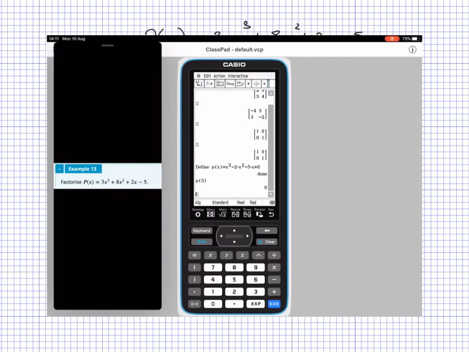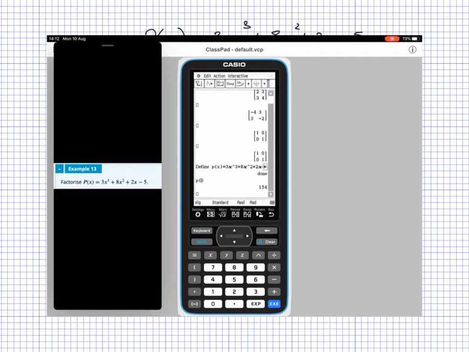Let's do one last example, one that is slightly more complex. It says here, factorize p(x) equals 3x cubed plus 8x squared plus 2x minus 5. So I'm just going to go back to my initial line here, and change this to 3x cubed plus 8x squared plus 2x minus 5. It should say done. Now notice that it calculated everything under that point because I defined p(x).